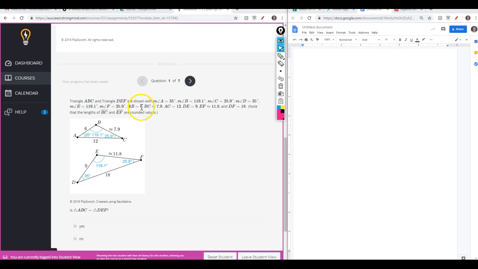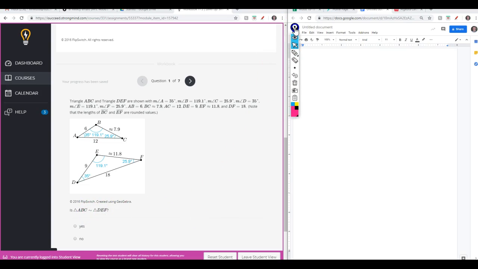Distance of AB equals 6. BC is approximately 7.9. The distance of AC is equal to 12. The distance of DE equals 9. The distance of EF is approximately 11.8, and the distance of DF equals 18. Note that the lengths of segment BC and segment EF are rounded. Is triangle ABC similar to triangle DEF?